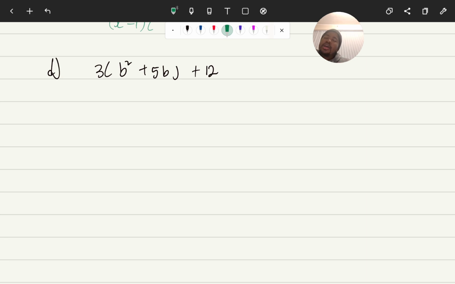Question number 1. Any common factor? Yes, there is. What is that common factor? It is 3. So we take it out. 3.